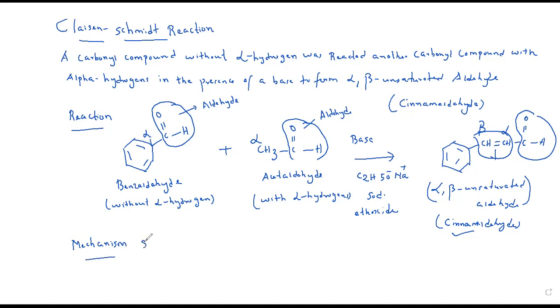Okay, so the mechanism proceeds in 3 important steps. Step number 1 is formation of carbanion. That is carbon which contains a negative charge. So how can we form this carbanion?